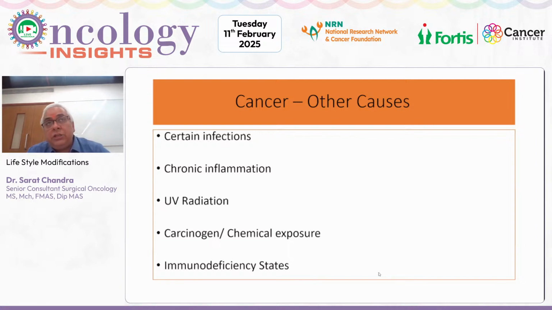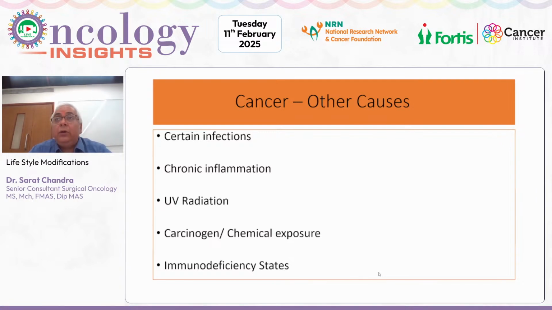Similarly, chronic inflammation, like chronic burn scars, can lead to the development of a squamous cell carcinoma, which we call Marjolin's ulcer. So these are known to predispose to cancers. Ultraviolet radiation in certain ranges is understood to cause skin cancer. Carcinogens and chemical exposures like benzenes, aldehydes, and asbestos are known to be carcinogenic.